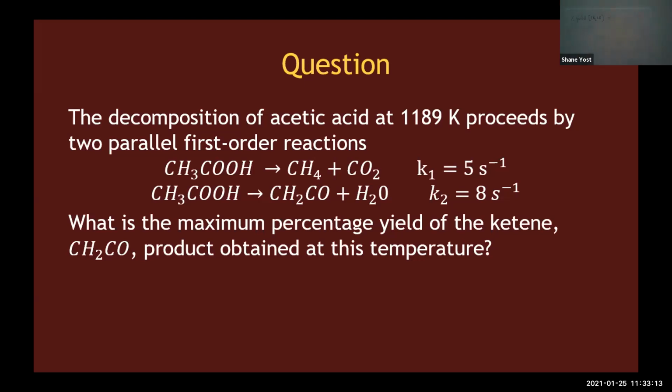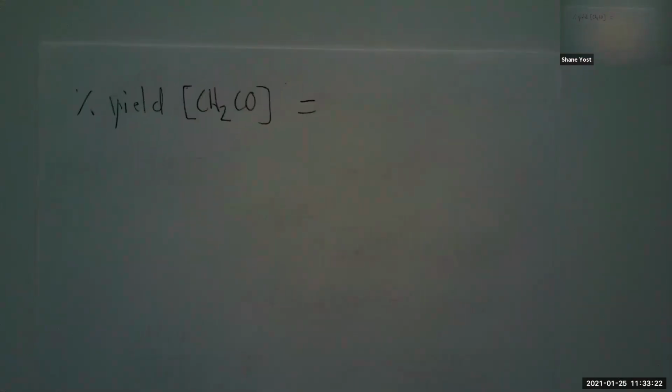Before, I'll give you a little more time to work on this, but I first want to ask this question as a way to get people started. What is the percent yield of CH2CO? How would you find the percent yield of some product in a reaction? How would you do that in the lab? What would you do to get the percent yield for some reaction? Yeah, right. So in lab, we think of actual over theoretical yield.